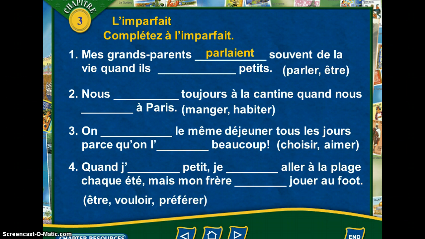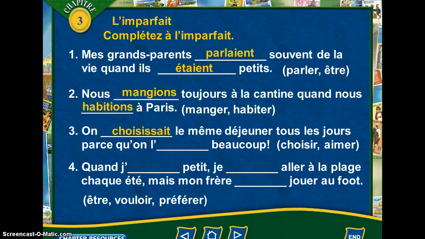Mes grands-parents parlaient souvent de la vie quand ils étaient petits. Nous mangions toujours à la cantine. You see what happens here? That goes away because this I makes the G sound correct. Nous mangions toujours à la cantine quand nous habitions à Paris.